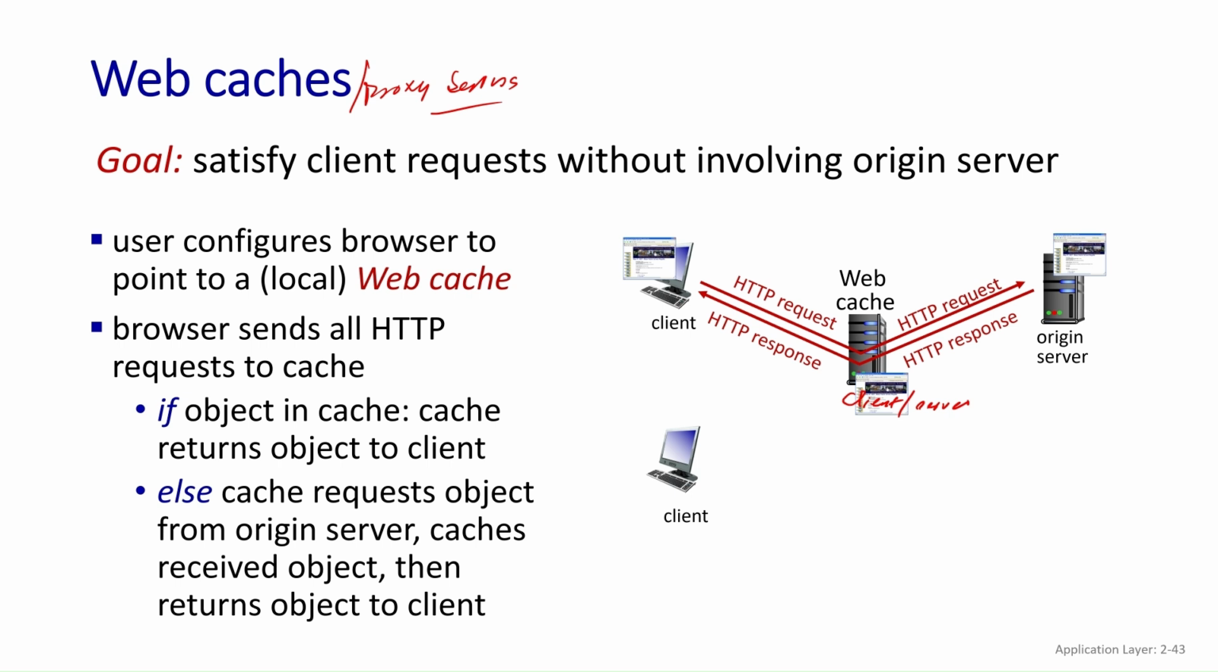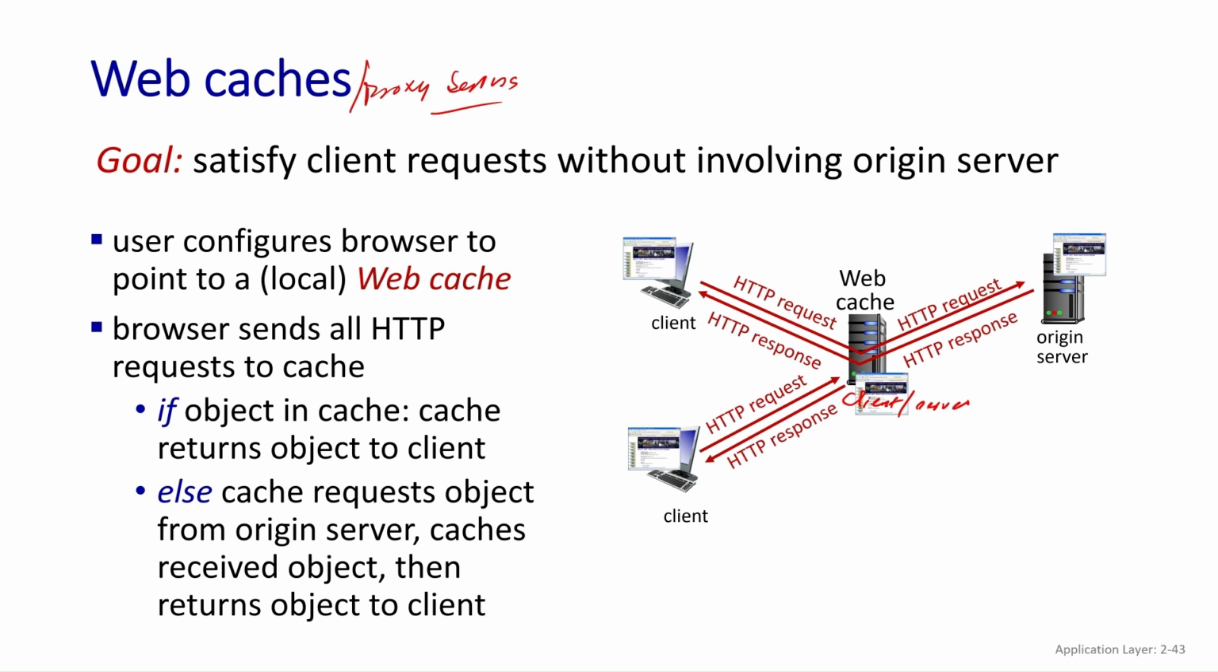Let's say there is another client who wants to access the same page. The request again will go through the web cache, but this time the web cache or the proxy server has the cached copy of the same web page. So now the request will not be forwarded to the original server. If there are hundreds of such clients accessing the same web page, all these hundreds of requests will not be forwarded outside the network and will be taken care of by this proxy server, the web cache.